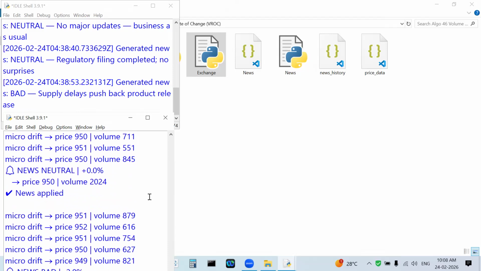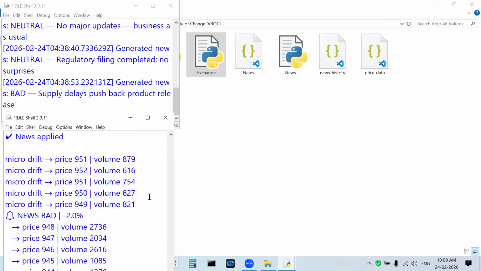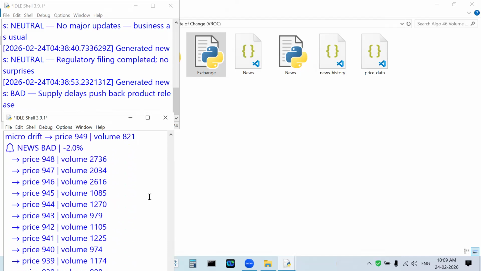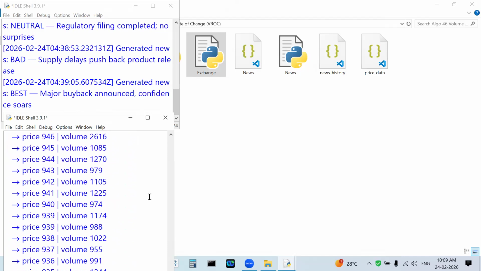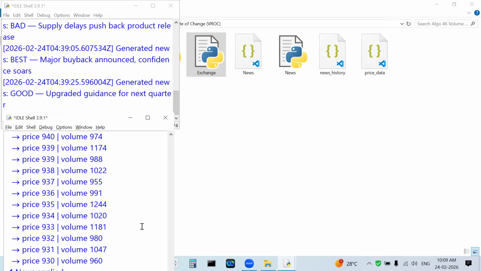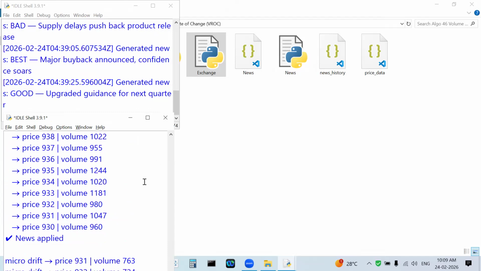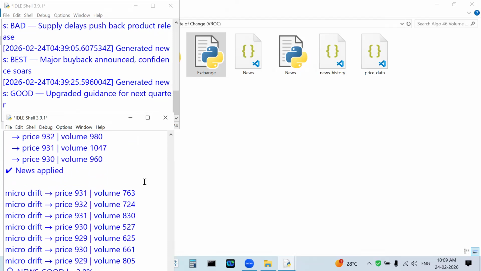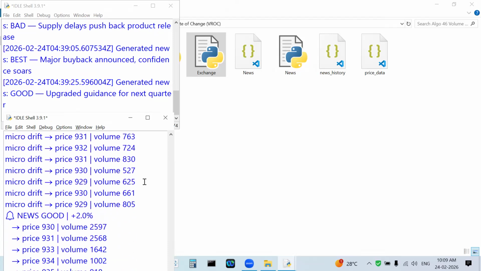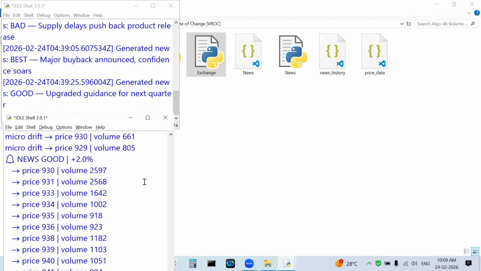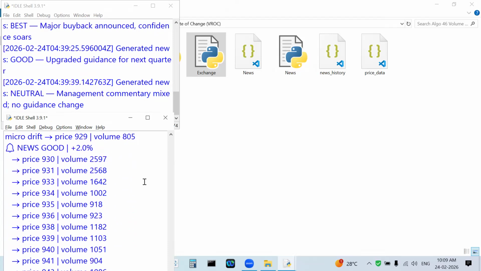Okay, now bad news has come, so the market is reacting to that. You can see the price is falling. Okay, the best news has come, so the price is going to react to that for sure. Okay, the volume has increased. News is applied and we get the good news, and you can see the price also increases.